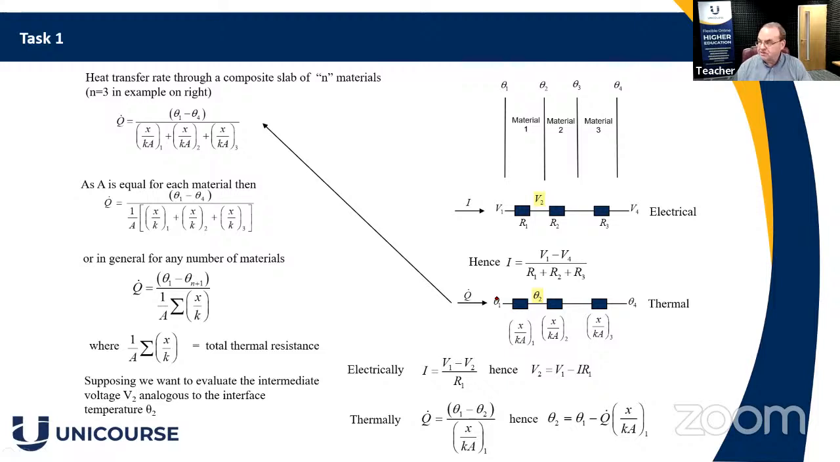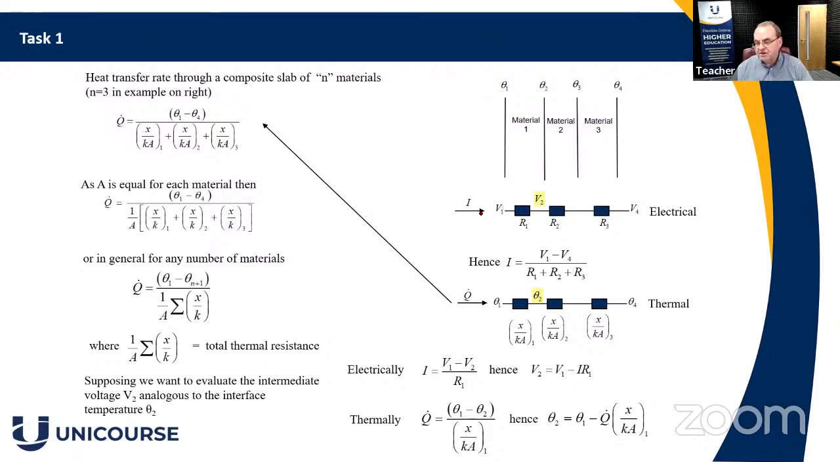So this is a bit busy. There's a lot of information on this page, but don't worry about that at the moment. So we've got three materials, 1, 2, and 3. And we've got a temperature at the inner surface, θ1, then at the interface, θ2, second interface, θ3, and the outer surface, we call it θ4.